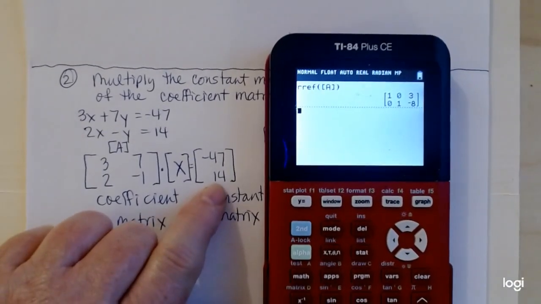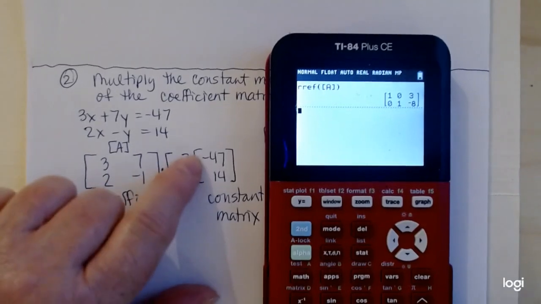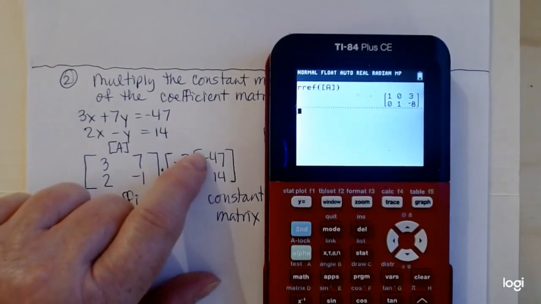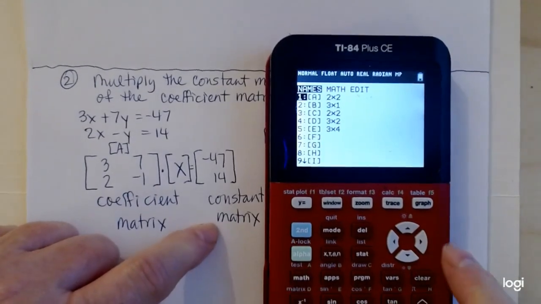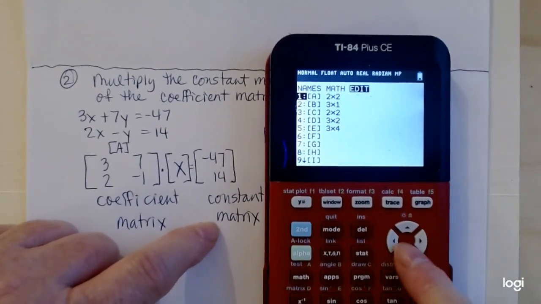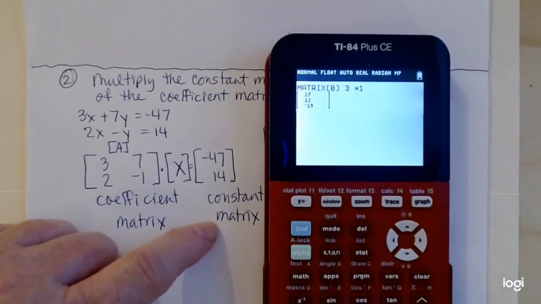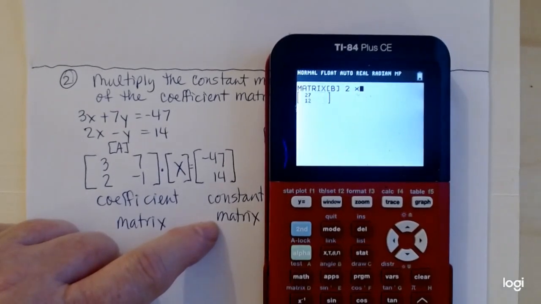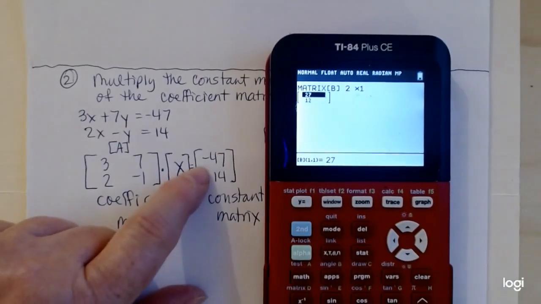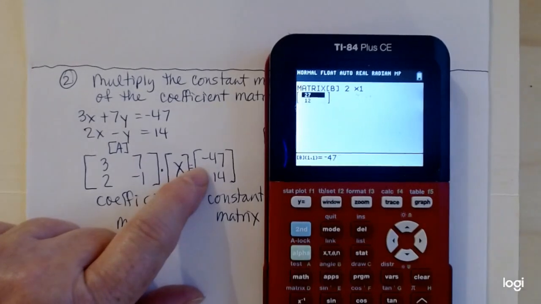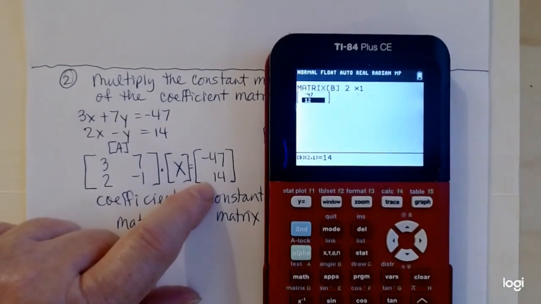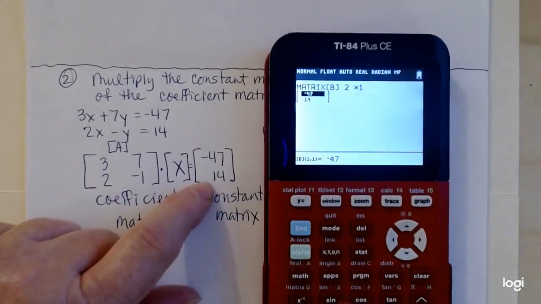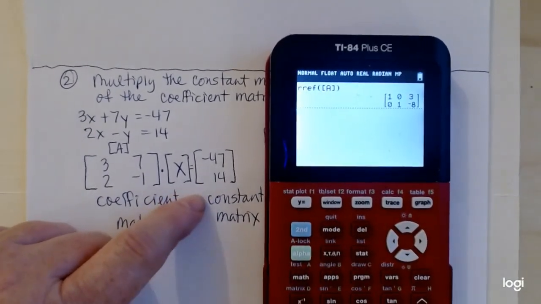And then I'm going to come over here and put this matrix in. Now this is a 2 by 1 matrix because it's 2 rows and 1 column. So when I go to this, I'm going to go down to B, and I want to make a 2 by 1, and I'll put in -47 and 14, and then I'll quit from that.